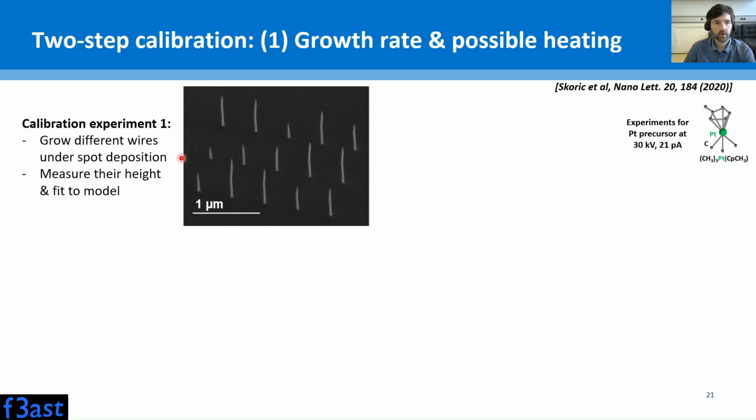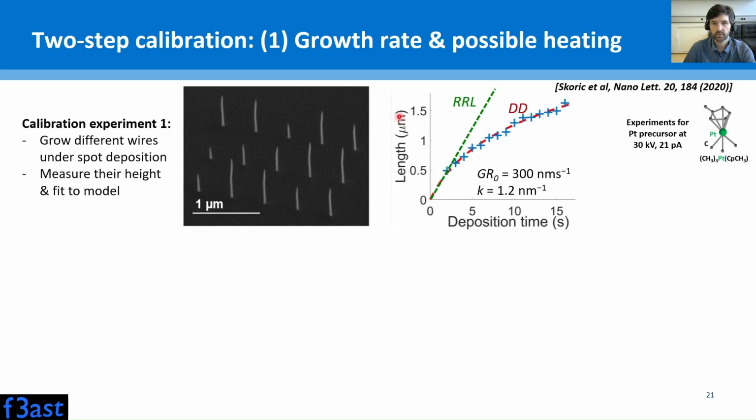We grow different wires under spot deposition. The beam is always in the same place. And we grow them for different times, and we measure their height. So this is as simple as measuring their length. This is something that f3ast also does automatically as a function of the deposition time.